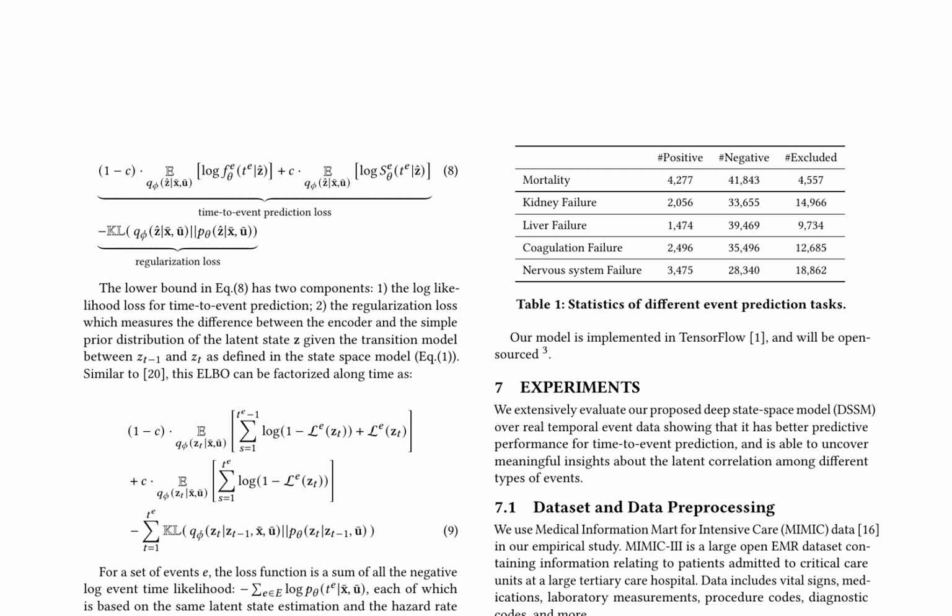The model is evaluated on the Medical Information Mart for Intensive Care (MIMIC) dataset, which contains information about patients admitted to critical care units. The dataset is pre-processed to include only inpatients who are still alive 48 hours after admission, and the risk of in-hospital death and multiple organ failures is predicted based on the SOFA score definition. The model is implemented in TensorFlow and will be open-sourced.